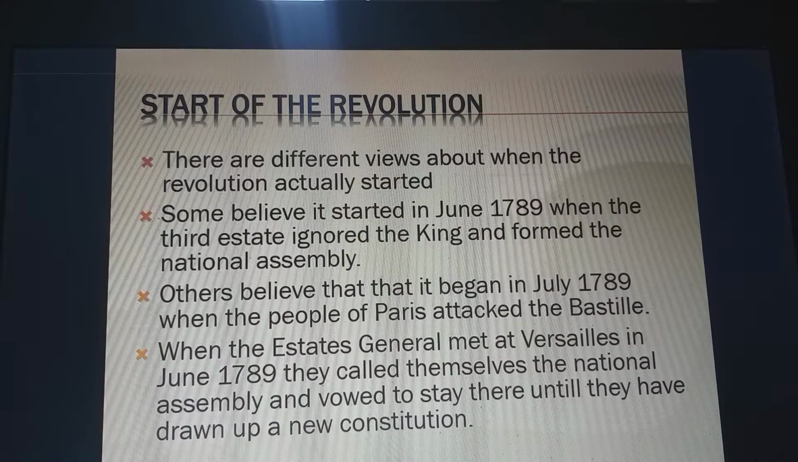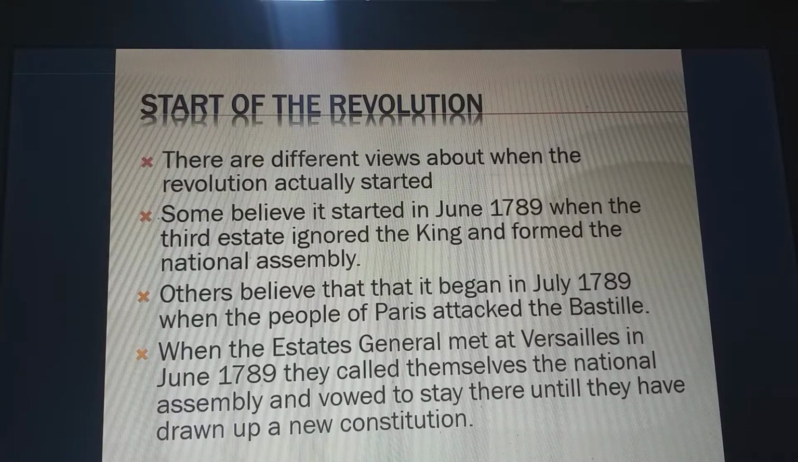Okay, start of the revolution. Different views about when the revolution actually started. Some believe it started June 1789 when the Third Estate ignored the king and formed the National Assembly. That is now, remember, when they went to the tennis court. We'll talk about that just now. Others believe that it began in July 1789 when the people of Paris attacked the Bastille. That's the two sort of ideas of when it started. So it's about a month apart, the two incidents.